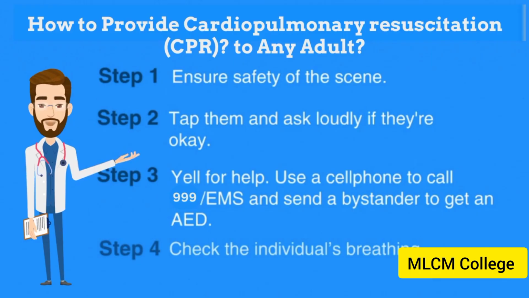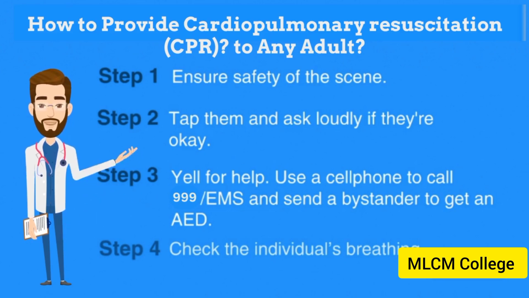How to provide cardiopulmonary resuscitation, CPR, to any adult? Step 1. Ensure the safety of the scene and that the area around the individual is safe. Step 2. Tap them to see if they are okay and ask loudly, "Are you okay?" Step 3. Yell for help. Use a cell phone to call 999/EMS and send a bystander to get an AED.